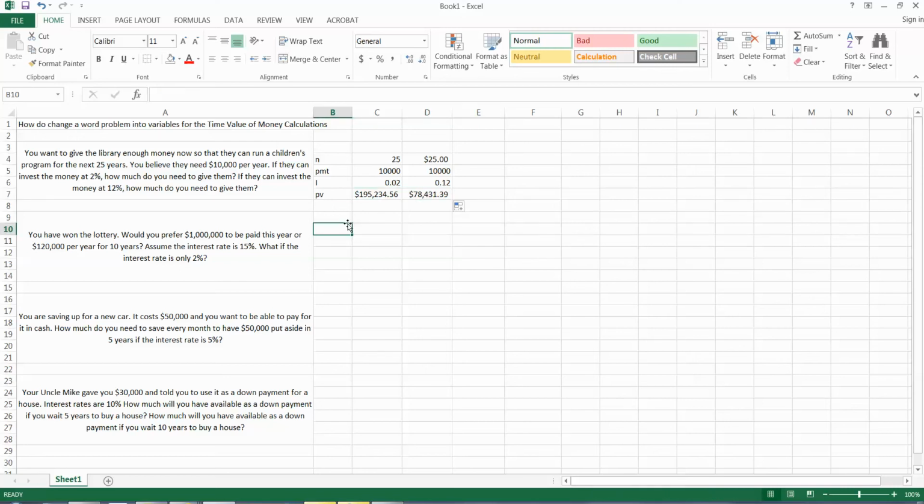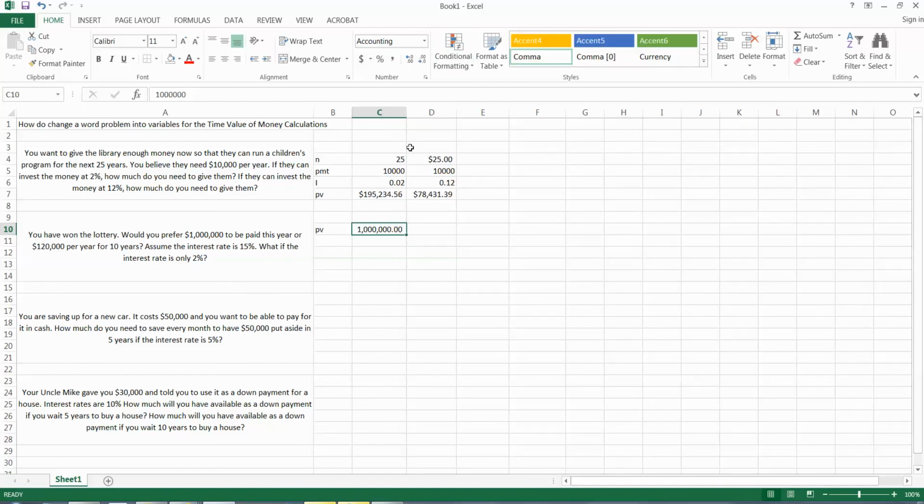We've won the lottery. We can either have $1 million now or $120,000 per year for 10 years. If we think the interest rate is 15%, what is that worth, and what is it worth if the interest rate is only 2%? Well, the very first thing we know is that the present value is $1 million of the first option. Do I have enough zeros there? 1, 2, 3. Yes, I do. You can always check that by putting in our commas. Great, and we don't need those extra decimals. So this is lump sum.